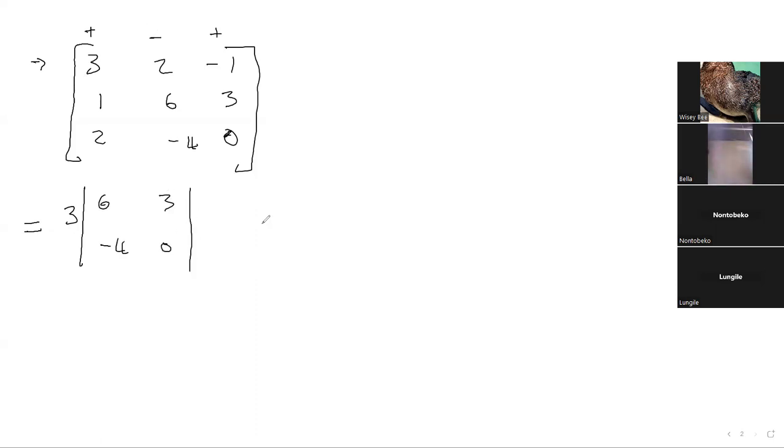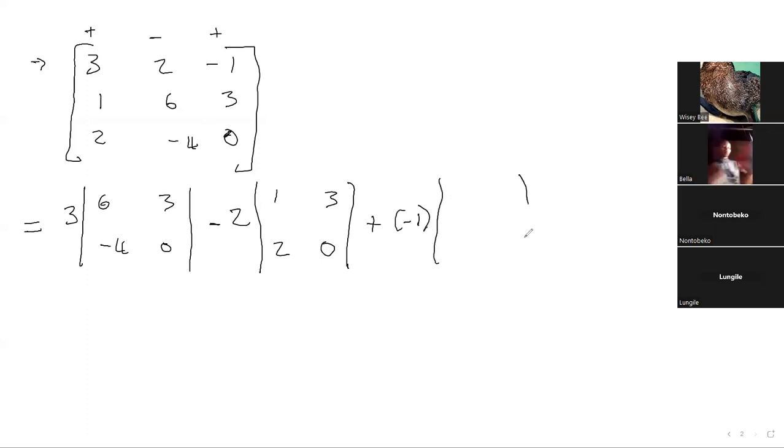And then now we've got a negative here. Minus, then we put the entry here, 2, right? And then entry 2, that means we have to cancel this, and then we cancel this. So now we'll be left with 1, 3, 2, 0. And we come to this one. It's gonna be plus minus 1. And then if you cancel this and you cancel this, we'll be left with 1, 6, 2, minus 4.